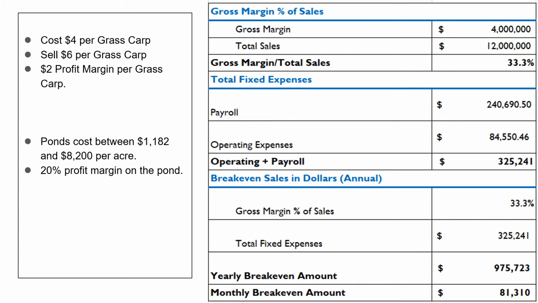Going off of that, our other main revenue stream will be the ponds, which will cost anywhere from $11.82 to about $8,200 per acre or more. And due to the fact that we are outsourcing most of our work, we will make approximately a 20% profit by constructing these ponds as well as selling the fish to the farmers who we will be constructing the ponds for.